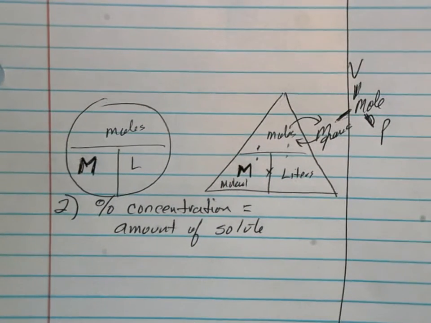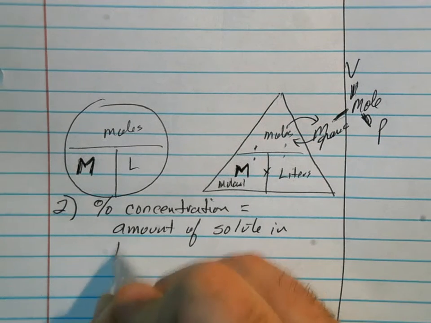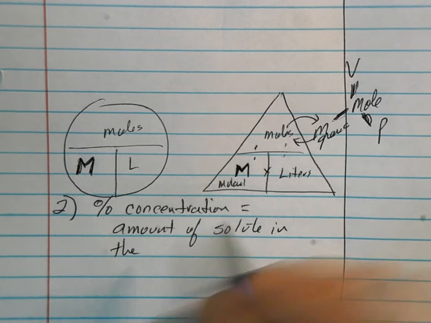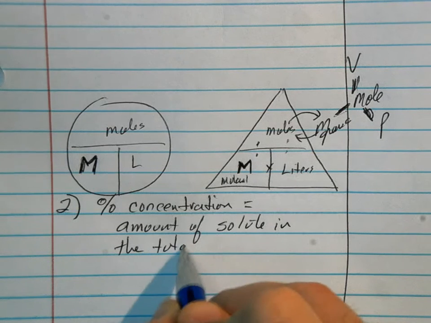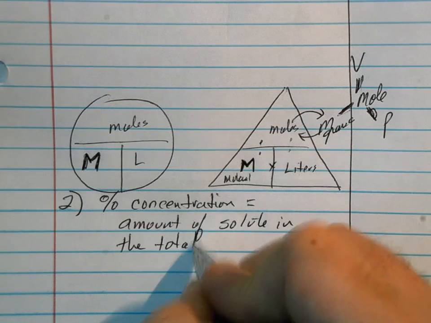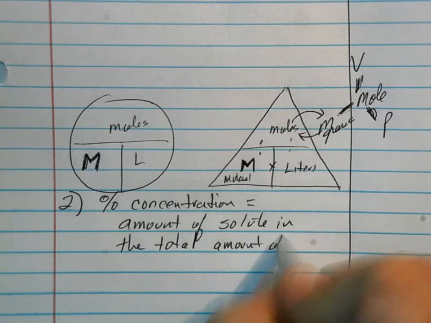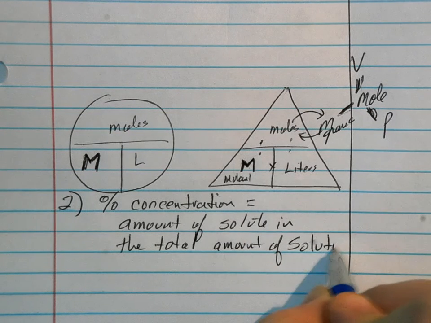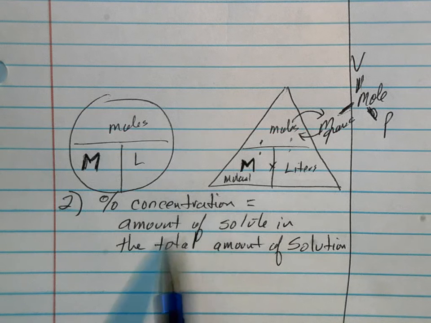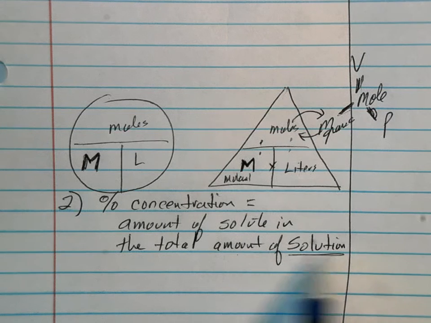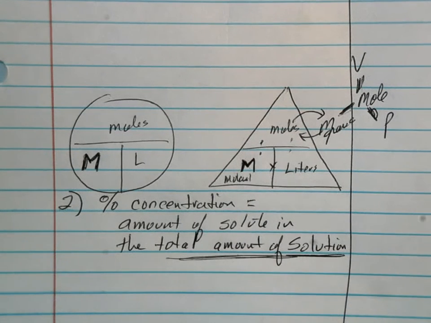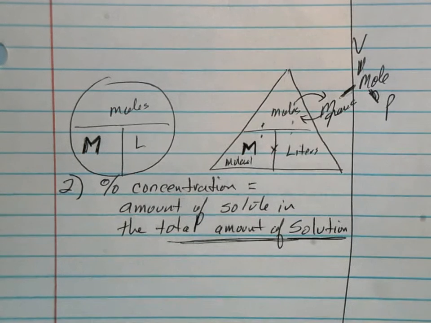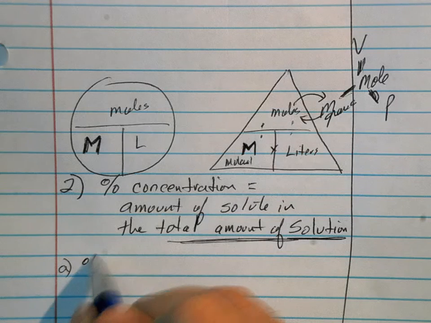Oh, I got some leak through. There we go. Turn that around. The amount of solute in the total amount of solution. So percent concentration is how many grams of solute we're going to have in the total amount of solution. We're going to have a little definition for what total amount of solution is when we do the equation. So part A, we're going to have 2 of these. We're going to have percent by volume and percent by mass. We'll do percent by mass.